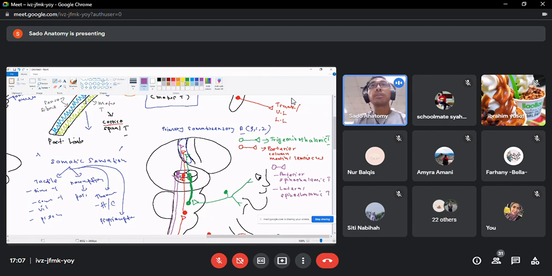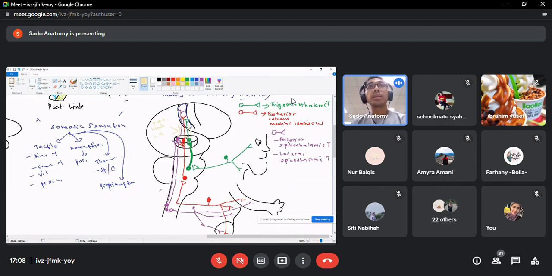So what you see now, class, is a bundle of axons. This bundle of axons is what you call the posterior limb of the internal capsule. Coming from where? Actually, it is coming from your thalamus. But from the thalamus, as you know, the input comes from three different tracts.